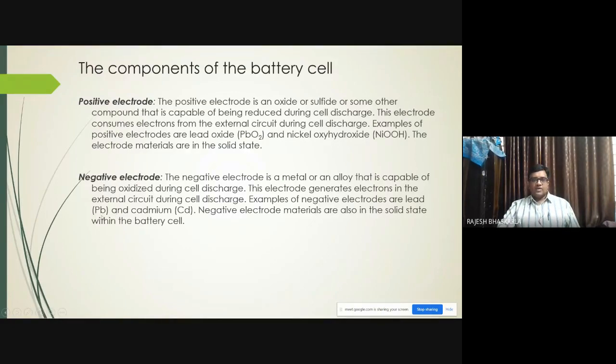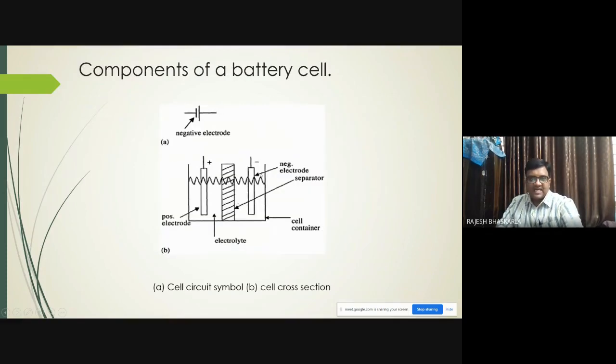So suppose if you have lead, by the end of the reaction it becomes lead oxide, and cadmium may form cadmium oxides. If you read the statement, the negative electrode is a metal or an alloy that is capable of being oxidized during the cell discharge. So during a cell discharge, the metal will be slowly turning into metal oxide, and this is called oxidation. Here oxidation happens at the negative electrode during discharge. That means the lead metal becomes lead oxide, and in this process it will be releasing the electrons. This we'll see very clearly with the help of equations.